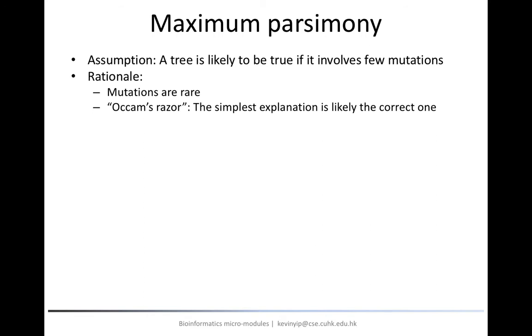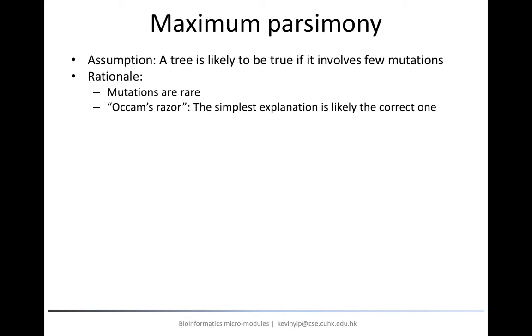First, since mutations do not happen frequently, an explanation of the input sequences that involves fewer mutations is more likely than an explanation that involves more mutations. We will make this notion formal in a later module. Second, in science, we usually look for the simplest explanation for our observations, partly to avoid overfitting the observed data that could make our explanation not generalizable.